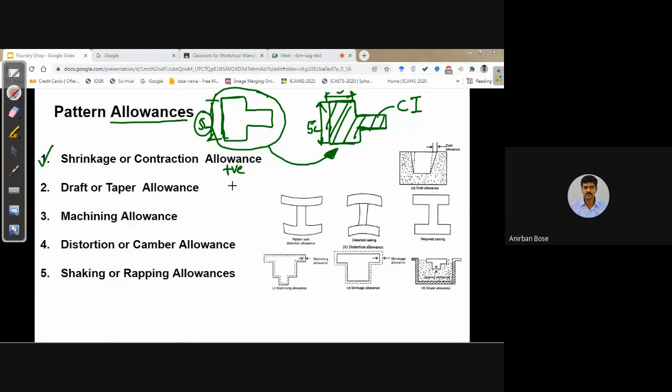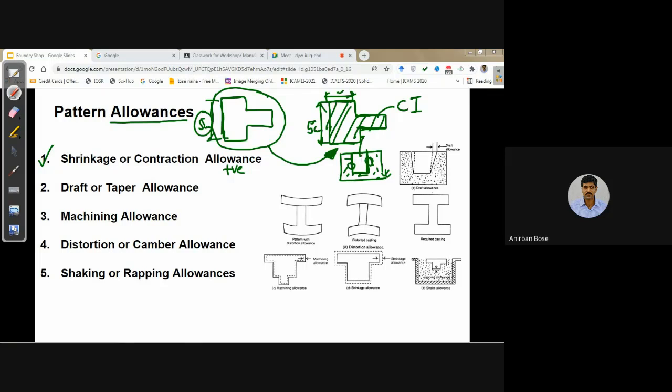Now coming to the draft or taper allowance. Draft allowance means, you know, it is required to remove the pattern from the mold to create the cavity, right? Suppose in this picture you observe, this is the mold and this is the pattern. If I want to remove the pattern, suppose this is the mold and there is sand everywhere, and if you want to take out the pattern from the mold, there is a chance that if it is vertical, it will break the mold. It may damage the mold, right?